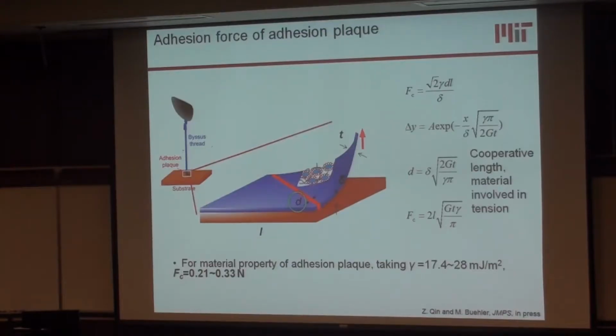And then we use the energy we measured from the atomistic simulation and combined it with continuum models. These models are similar to the shear lag model. So the detachment force is caused by the stiffness of the material and also the surface energy between the material and the substrate. Combining that with our measurements of the surface energy, we obtain the detachment force for those adhesion plaques of around 0.2 to 0.3 Newton.